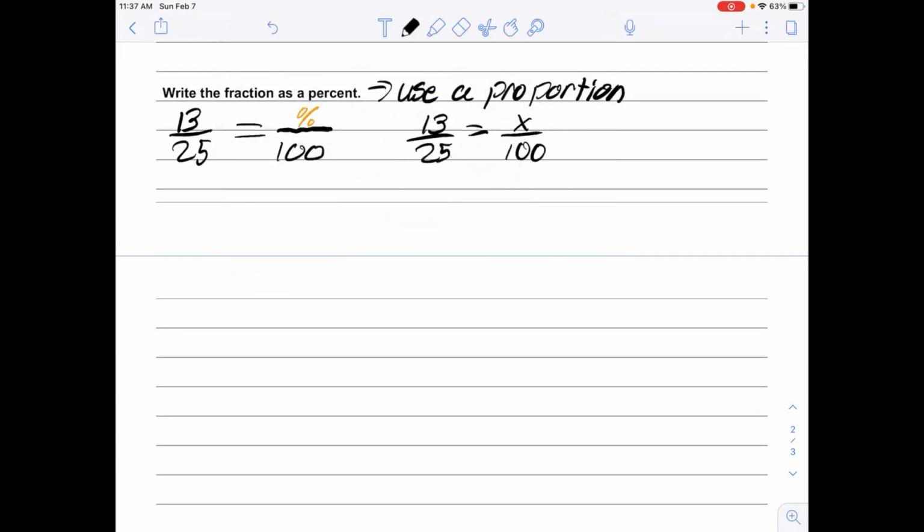So now I look for my nice relationship. And I see one right here between 25 and 100. 25 times 4 is 100. So up top, I can do 13 times 4. 13 times 4 is 52. That means that my x is 52%, because 52 is what it is out of 100. That out of 100 rule is really, really important. And as long as we can remember that, all of these problems become a lot easier.